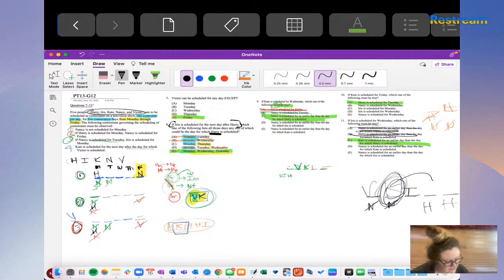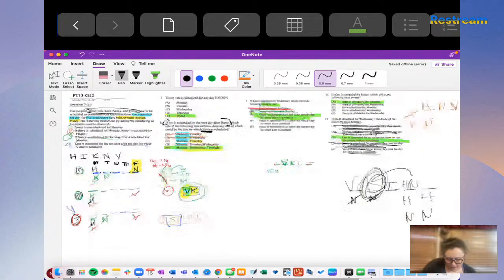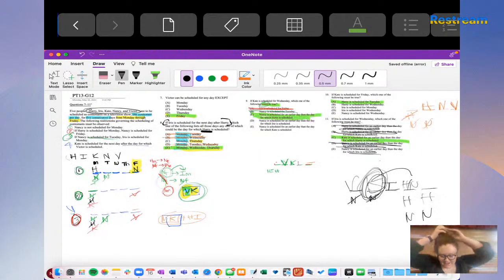We have Nancy is scheduled for an earlier day than the day for which Kate is scheduled. Nope, can't happen because Nancy has to be one of these back answers with H. It's going to be H or N. And then lastly, Nancy is scheduled for an earlier day than the day for which Iris. Nope, that can't happen either. And that's why it's C. And that's how to do PT game 13 or PT 13 game 2.